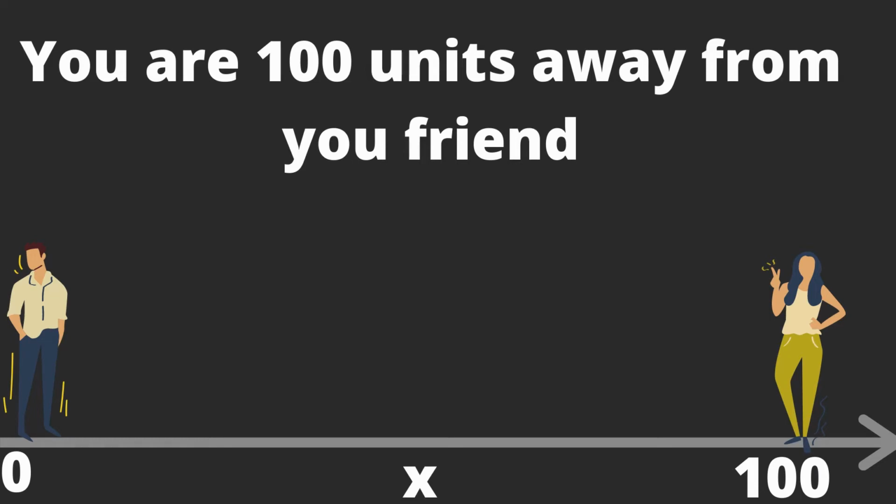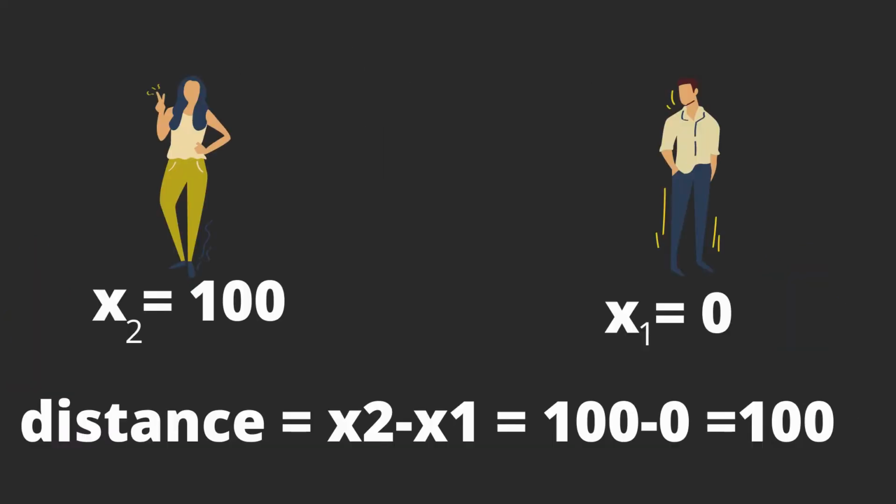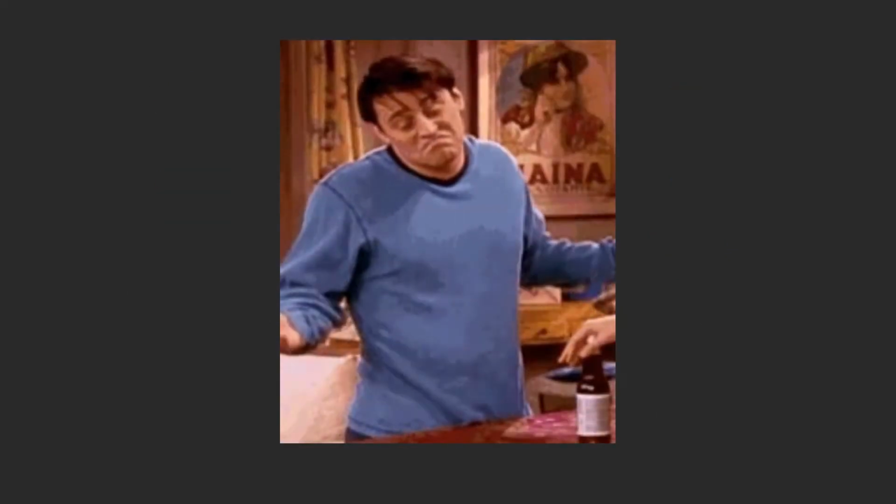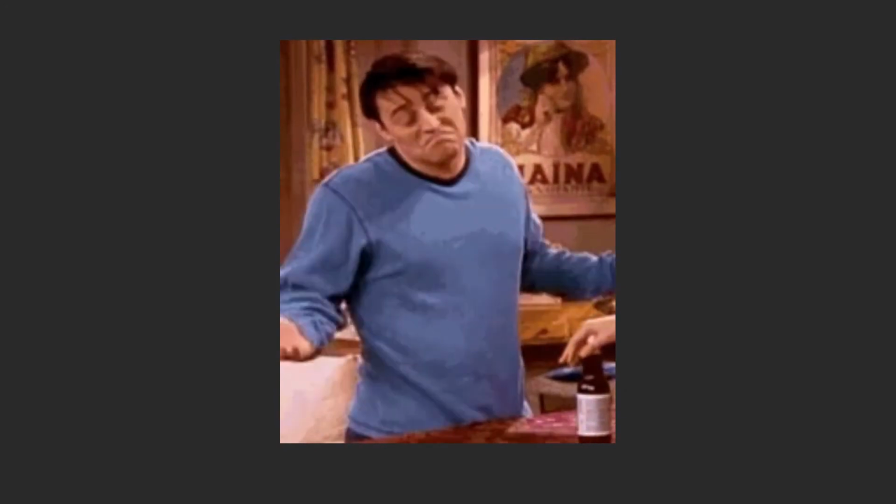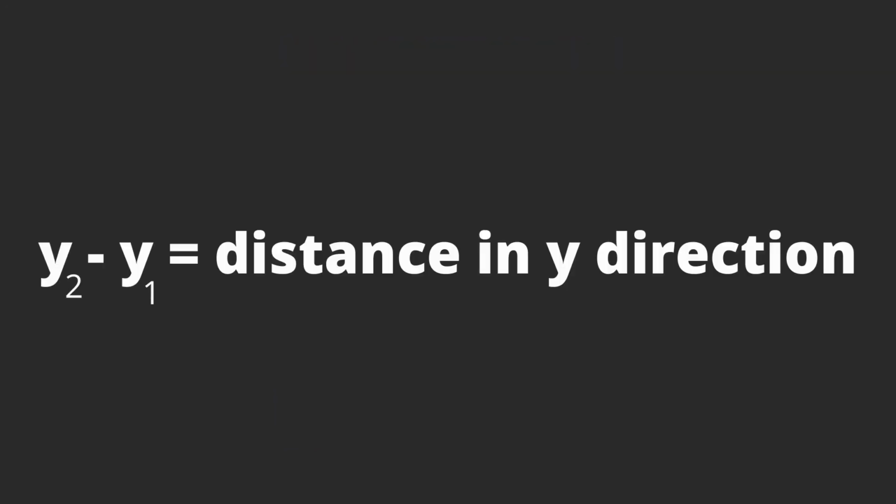Let's say your friend is at x2 equals 100 and you are at x1 equals 0. Your distance can mathematically be calculated by subtracting x1 from x2, which will be 100. If you do it the other way, you get negative 100, and you would say that doesn't make sense. Well, that's because we are actually calculating displacement and not distance. But that's not a topic for this video. Anyway, you can do the same thing for the y-axis and get the distance in the y direction.